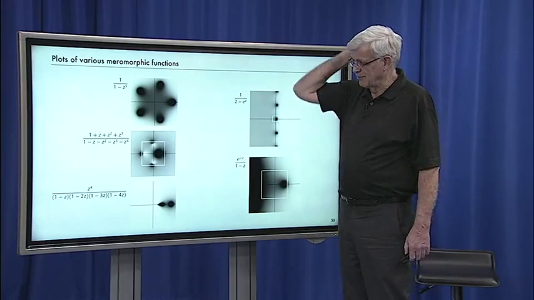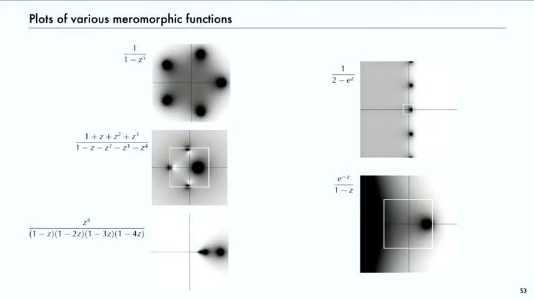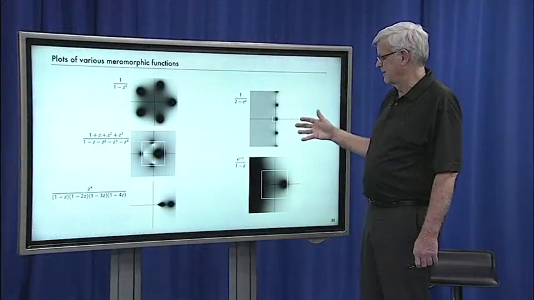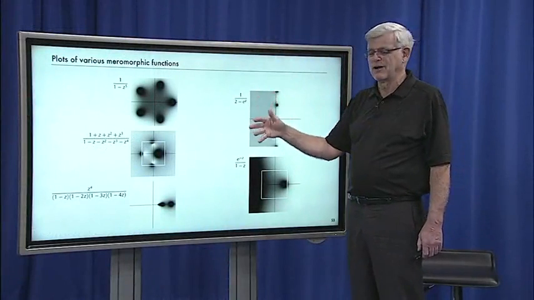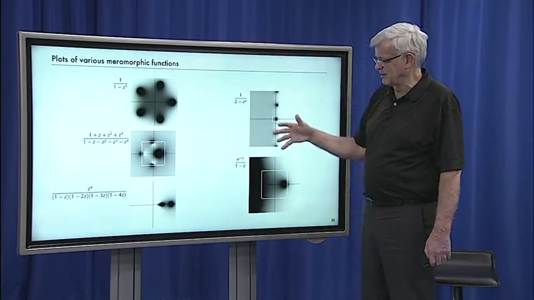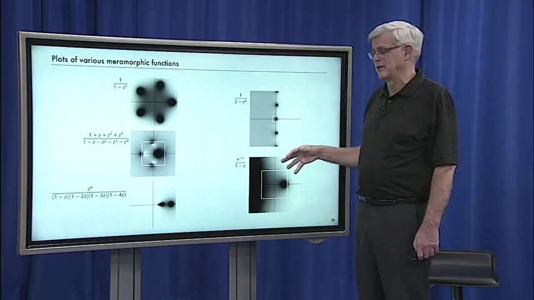So for example, 1 over 1 minus z to the 5th has 5 poles. Those are called the roots of unity, and actually I'll talk some more about them later on. And these are just plots of what these other functions that arise look like. And we'll look at more implications of these later on.